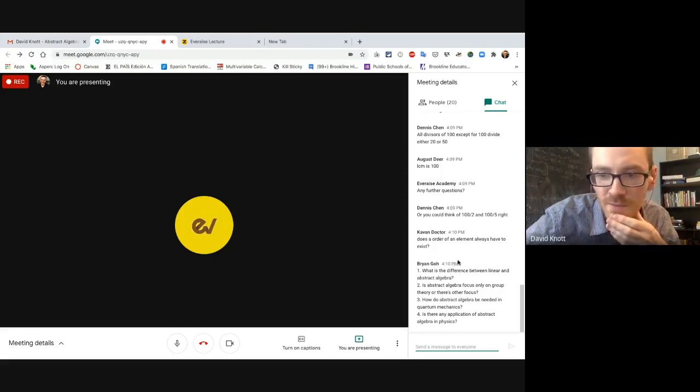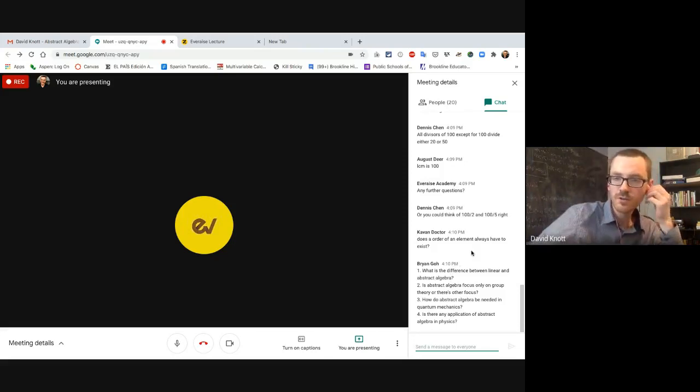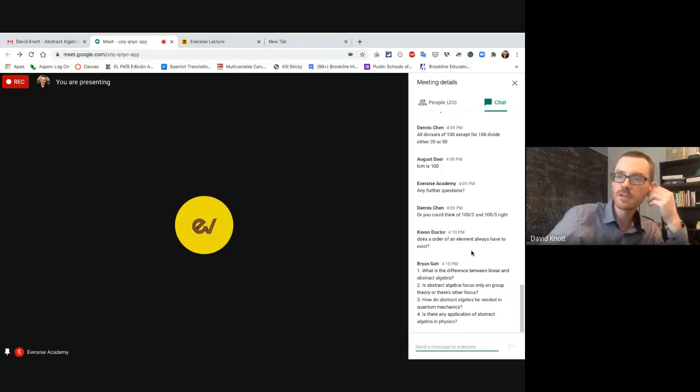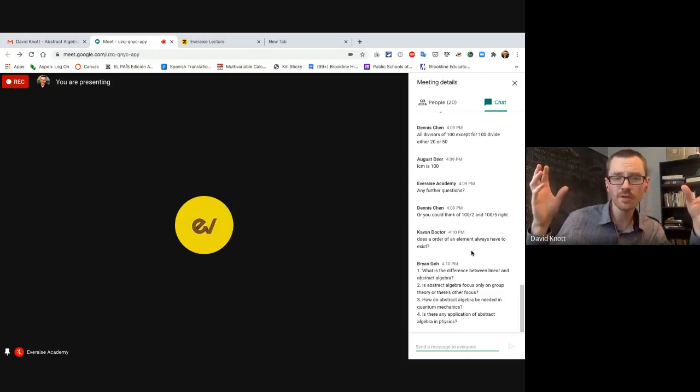What is the difference between linear and abstract algebra? Abstract algebra is broader. Linear algebra specifically refers to the study of vector spaces and the maps between them, namely linear maps, which are represented by matrices. I suppose advanced linear algebra gets into things like tensor products and modules. Abstract algebra is a broader category. It includes linear algebra, but also group theory, ring theory, field theory, and other things as well.